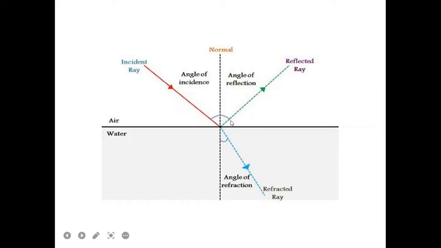And the law of reflection states that the angle of reflection is equal to the angle of incidence with respect to the normal, and the normal is a straight line which is drawn perpendicular to the interface at the point at which the incident ray is incident on that interface.